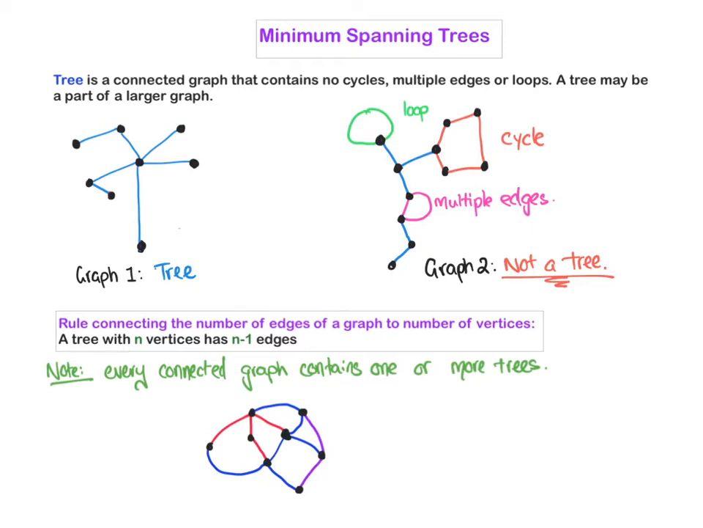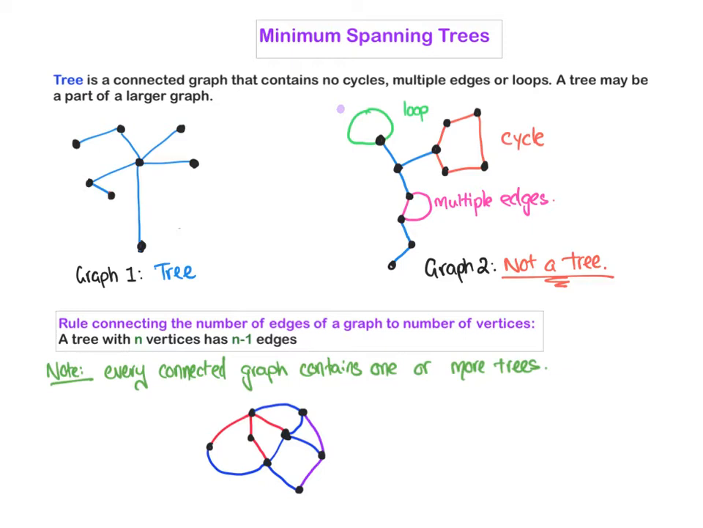A tree is a connected graph that contains no cycles, multiple edges or loops. A tree may be part of a larger graph. If you have a look here, I've drawn an example of a tree, and you can see that they're all connected, but there's no loops. To show you what a loop is, I've put them over here on the other side, so you can see you've got a loop in the green there.